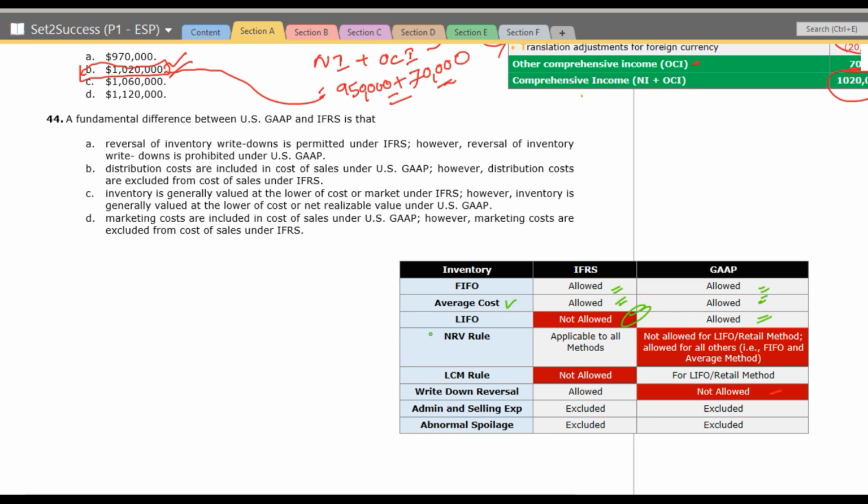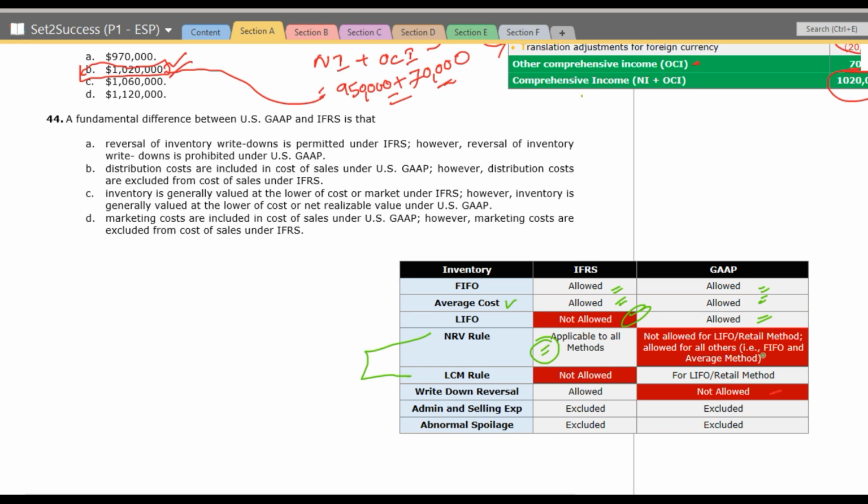Now we have valuation of inventory. We have two methods to value inventory. We have the net realizable value rule, or we have the lower of cost or market rule. So NRV is allowed under IFRS. The NRV rule under IFRS is applicable to every method of inventory that we use, but this NRV rule is not allowed under US GAAP for LIFO and the retail method, but the NRV rule is allowed for FIFO and the average method, and it's also allowed for all other methods.